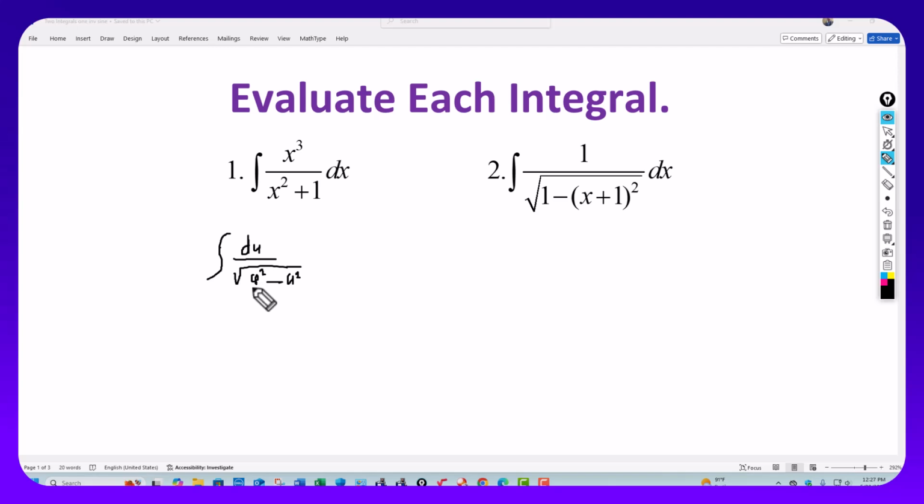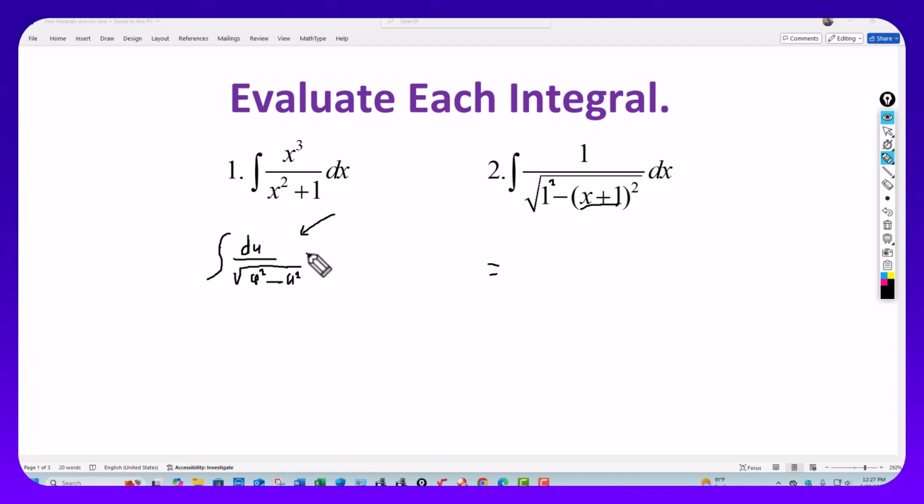A is a constant here. U is just going to be a function of x. Notice right here, for this particular one, because the derivative of x plus 1 is 1, I can go directly to this formula. In other words, I could say my du is the same thing as dx, and the u is the same thing as x plus 1. And the a is 1, because this could be written as 1 squared. So I could just write the answer using this formula.